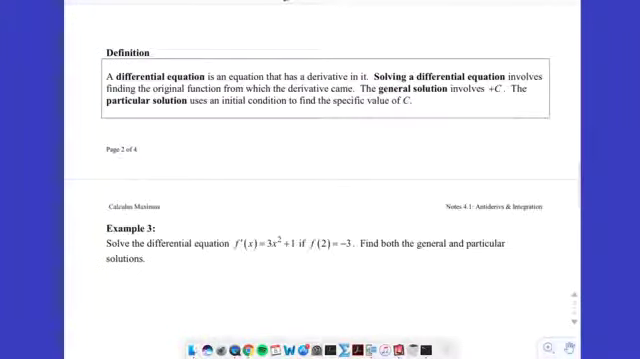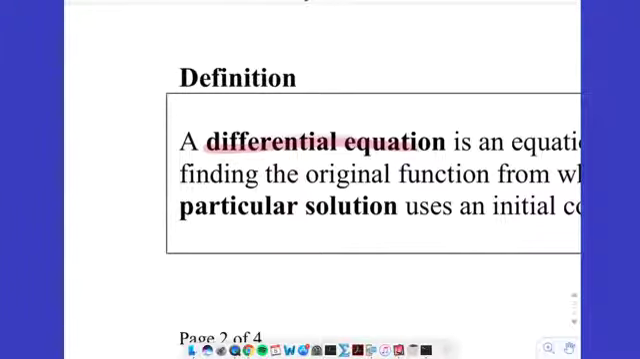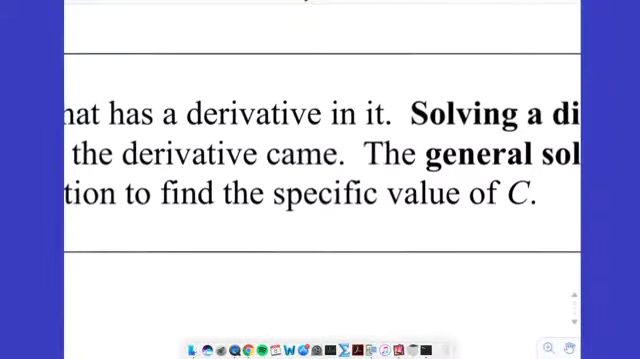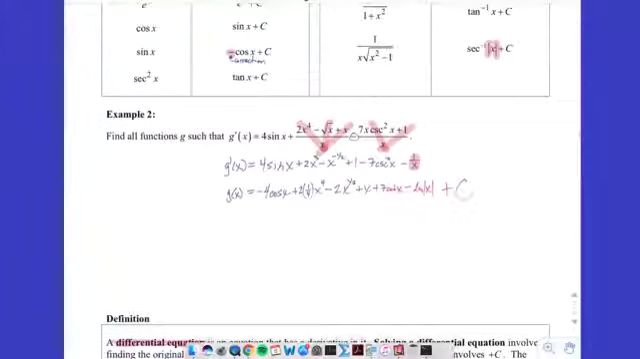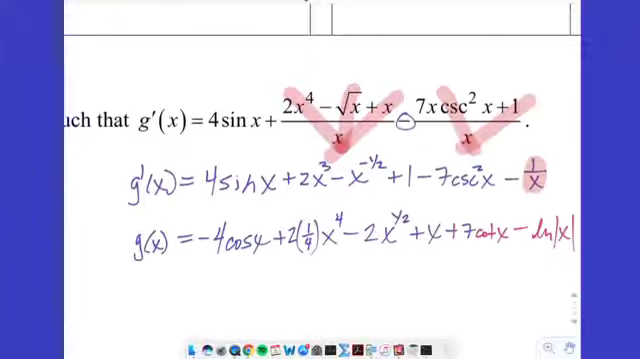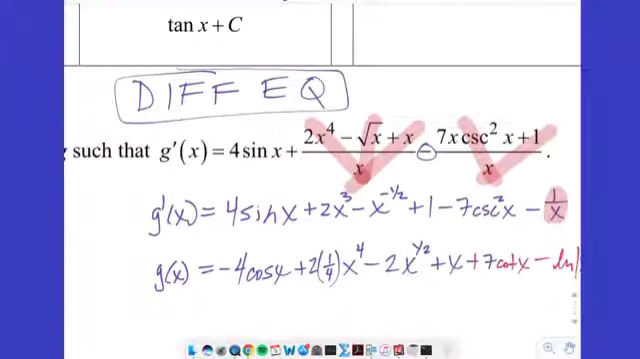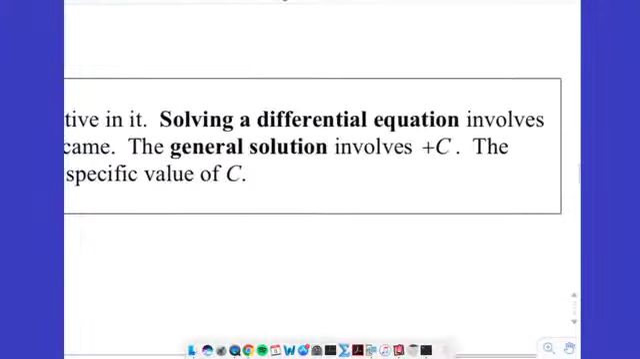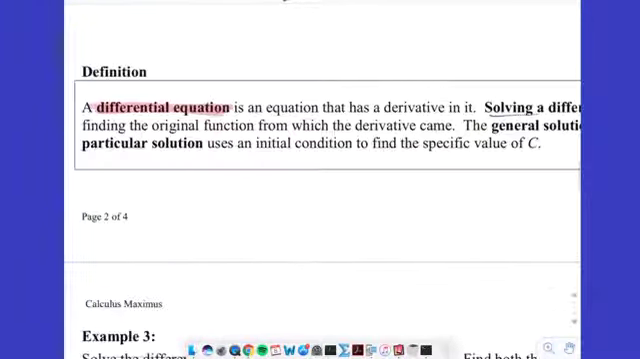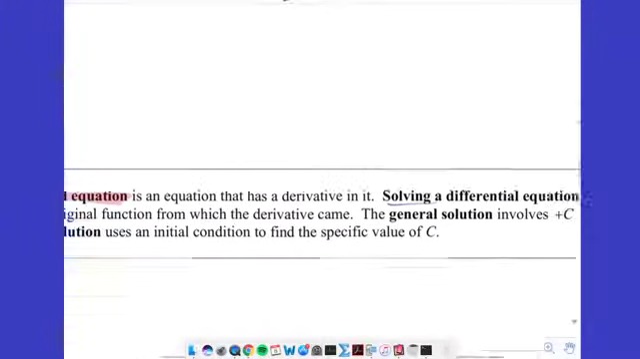Very good. All right, so now here's the definition. A differential equation is simply an equation that has a derivative in it. Like if you looked at example 2, we had g prime of x equals some expression of x. By that definition, this was a differential equation, or diff-EQ as it's known. Now, solving differential equations is of paramount importance. So what does it mean to solve a differential equation? It means essentially to get back to the original function from which the derivative came.